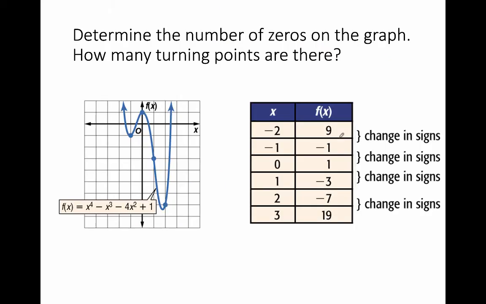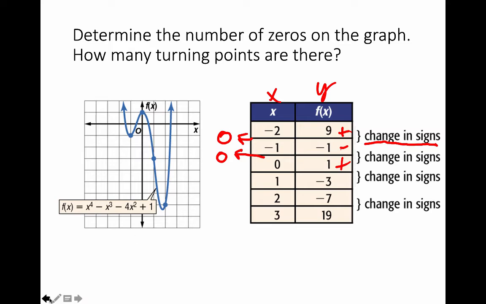All right, so here's what we're going to do. We are going to determine the number of zeros on the graph. What we're going to look for, this is my x's, this is my y's. We are looking for when the sign changes from a positive to a negative. We have to have a 0 there. From a negative to a positive, we have to have a 0 there. Okay, I'm talking about the y values.